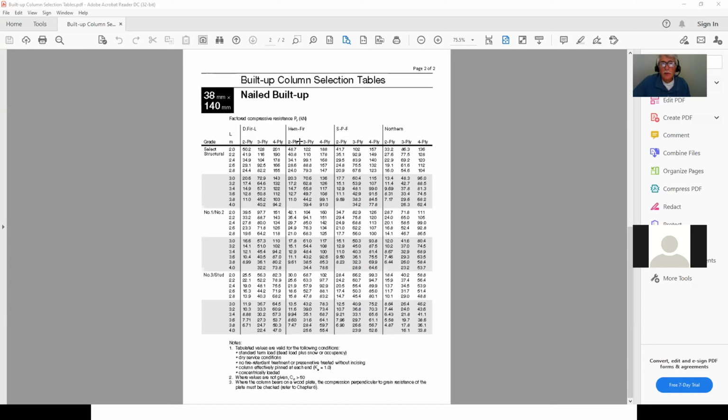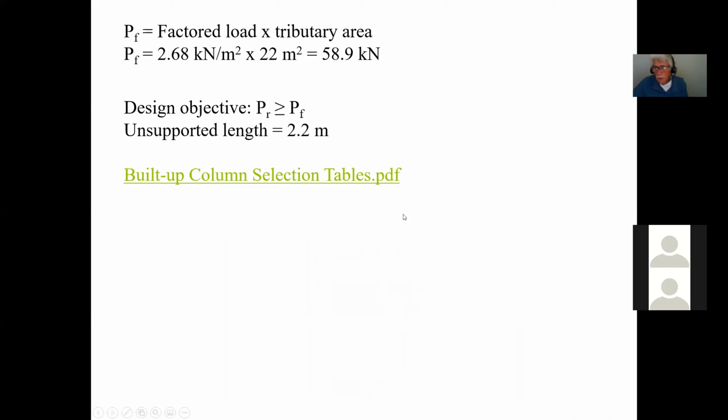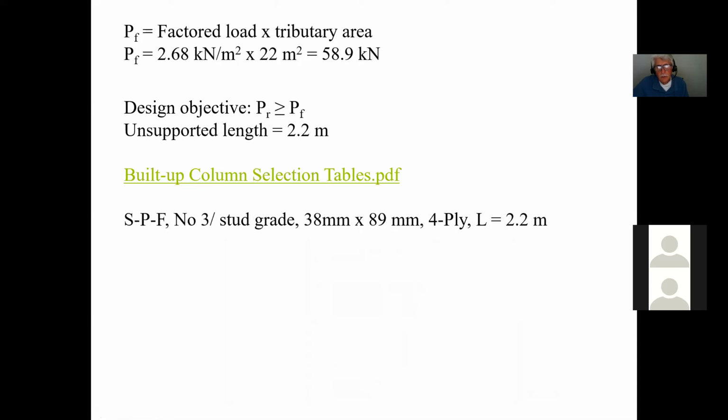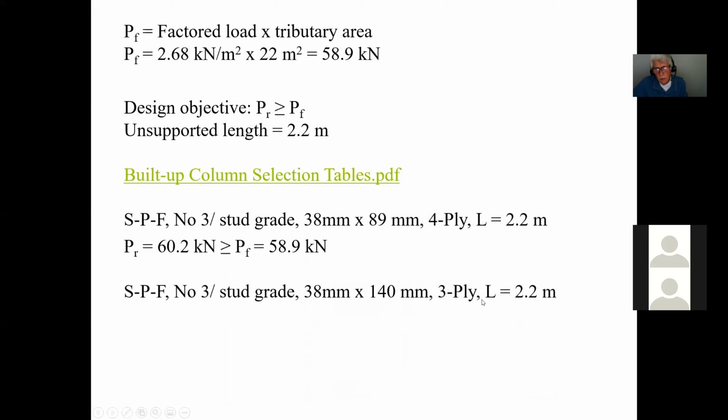Why don't we use 38 by 89? We did 38 by 89. It was a 4-ply. That was the first one I went to, the SPF. I said with a length of 2.2, we had a PR of 60.2. Okay, so if you're using a 2x4, you have to have 4 plies, and if you use a 2x6, you only need a 3-ply.